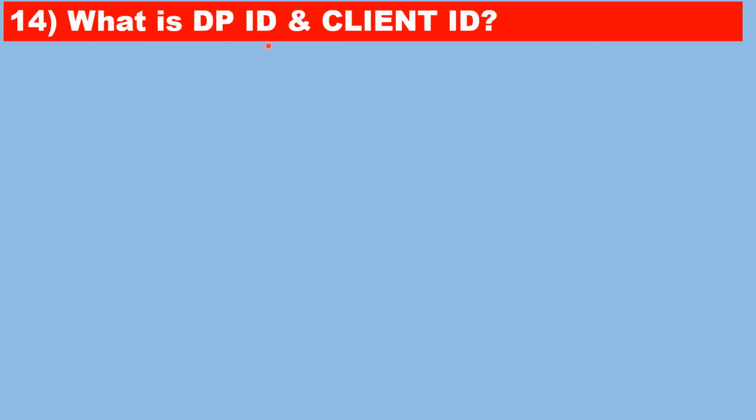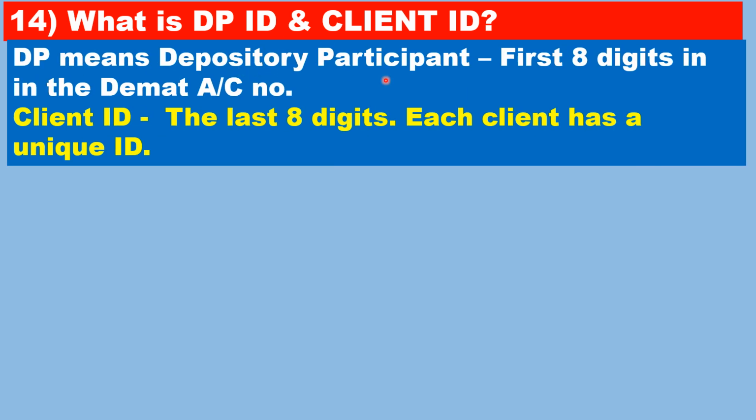What is DPID, client ID? DPID means depository participant ID. You have a 16-digit DMAT account. The first 8 digits in the DMAT account number is DPID. Client ID is the last 8 digits. Each client has a unique ID. In the DMAT account, the last 8 digits are client ID. Each investor has a unique ID.